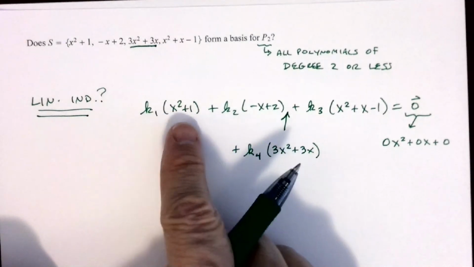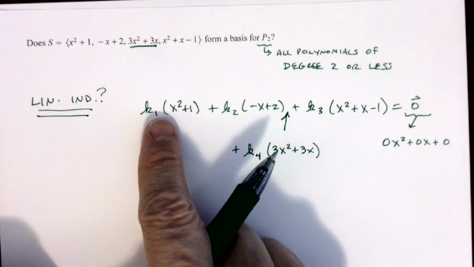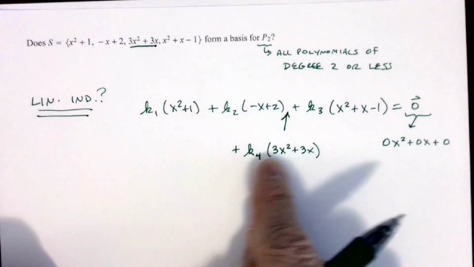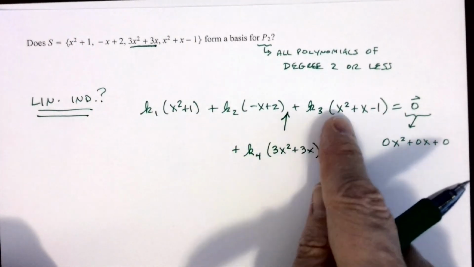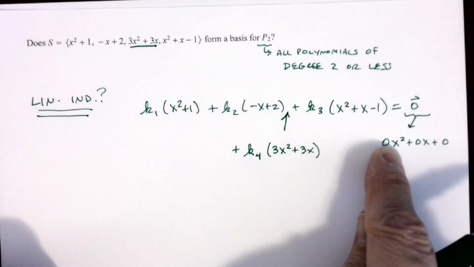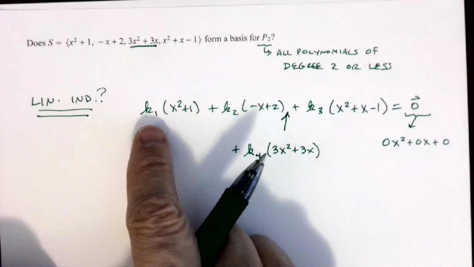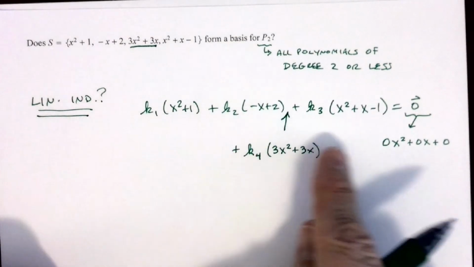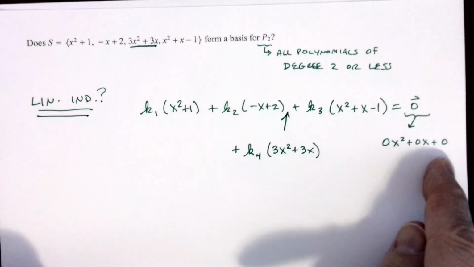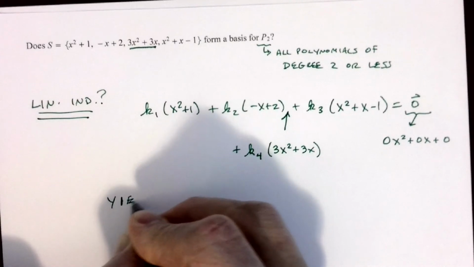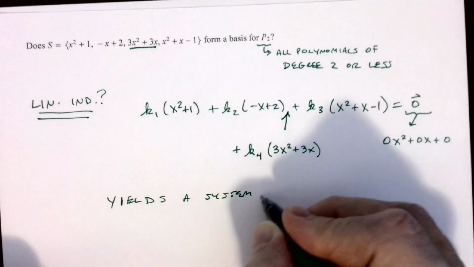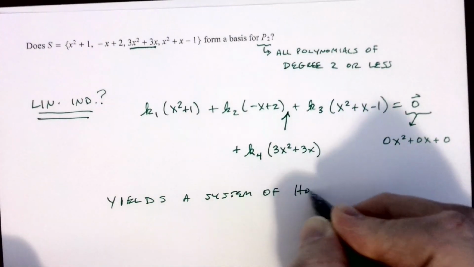Okay, but again, so for x squared, I've got k1x squared plus 3k4 x squared plus k3x squared, sorry. Okay, and the coefficients of x squared will be equal to 0. So for the x squared terms, I'll get an equation. For the x terms, I'll get an equation. And for the constant terms, I'll get an equation. So I'm going to get a system. And it's a system of homogeneous equations.